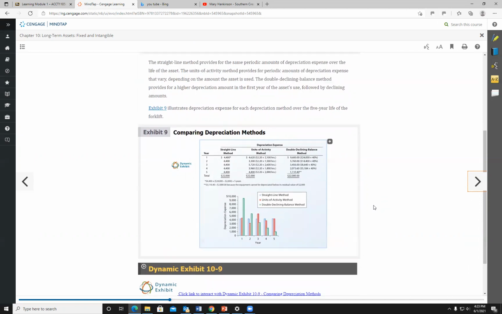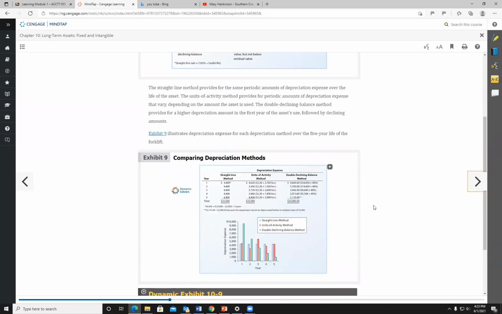So let's look at this. The straight line method provides for the same periodic amounts of depreciation expense over the life of the asset. The units of activity method provides periodic amounts of depreciation expense that vary depending on the amount the asset is used. And the double declining balance provides for a higher depreciation amount in the first year of the asset's use, followed by declining amounts. Exhibit 9 illustrates depreciation expense for each depreciation method over the 5-year life of the forklift.